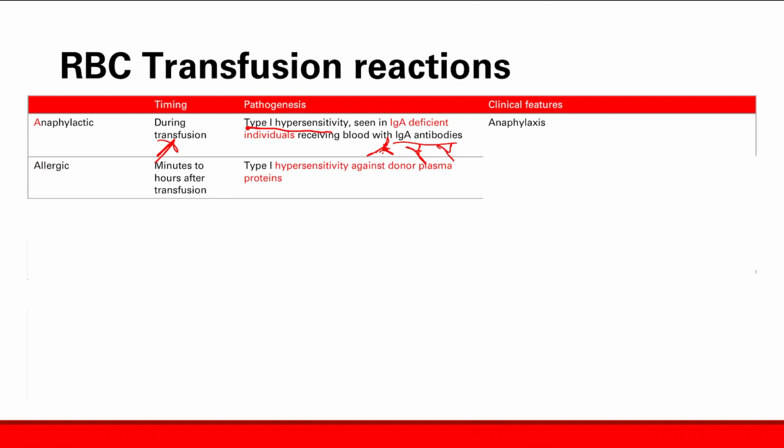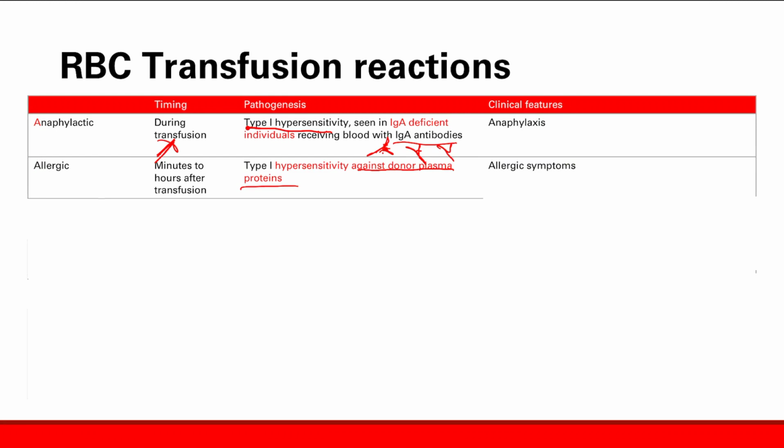Next is allergic reaction, minutes to hours after transfusion. Similar thing, except it's against donor plasma proteins. Type 1 hypersensitivity against donor plasma proteins. So just proteins floating around in that blood that you give to the patient. You can get allergic reactions, so you can get things like hives or itching.